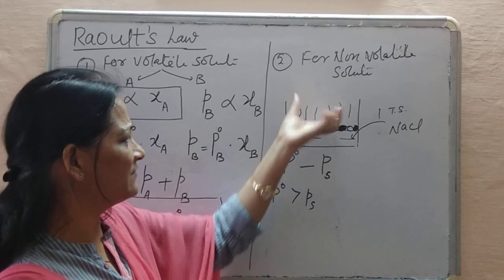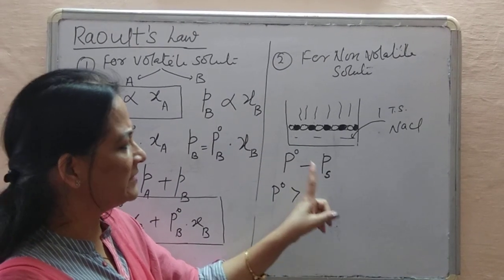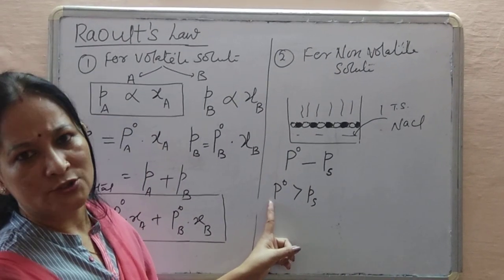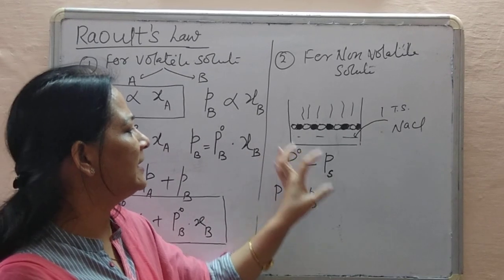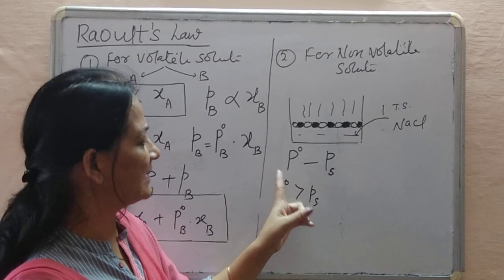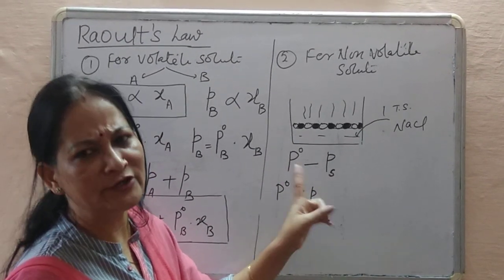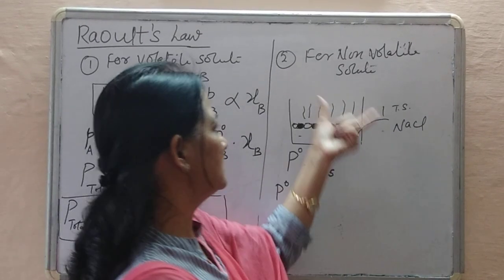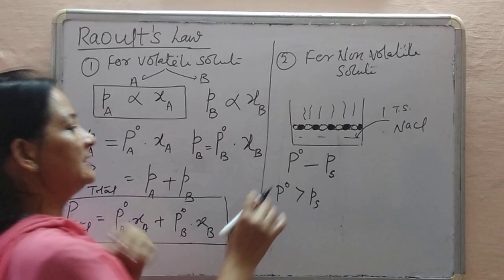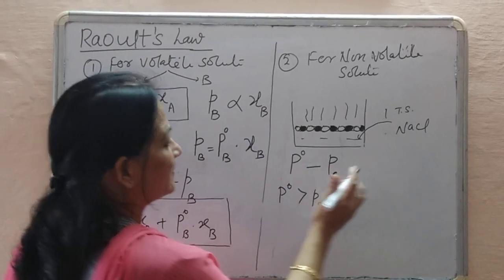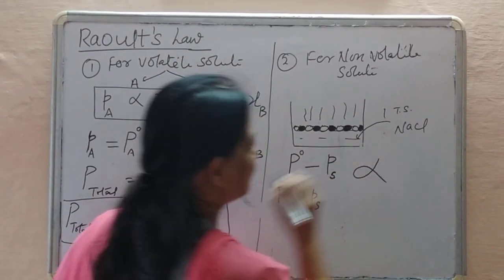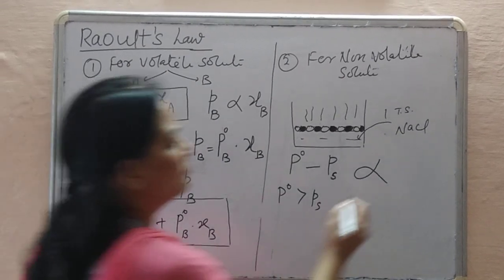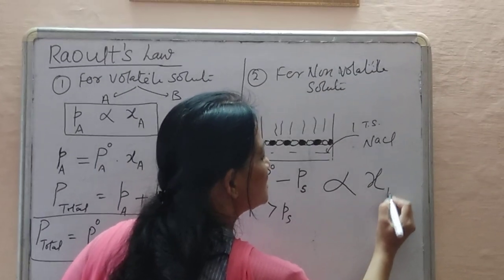So the vapor pressure of solution PS will of course be lower than P0. So if we are saying lowering in vapor pressure, we have to say P0 minus PS. We cannot write PS minus P0. So it was observed that lowering in vapor pressure is directly proportional to mole fraction of solute.